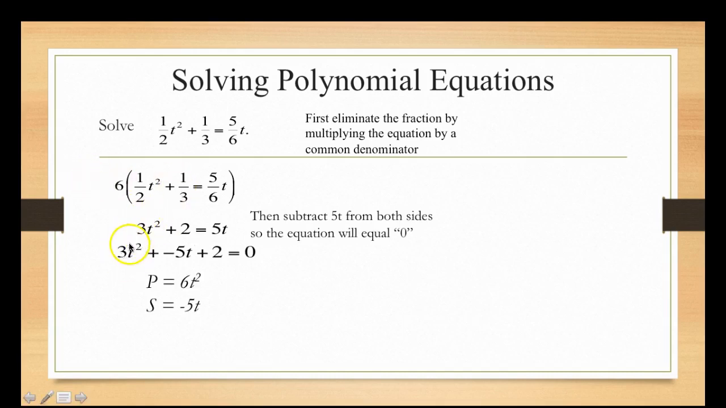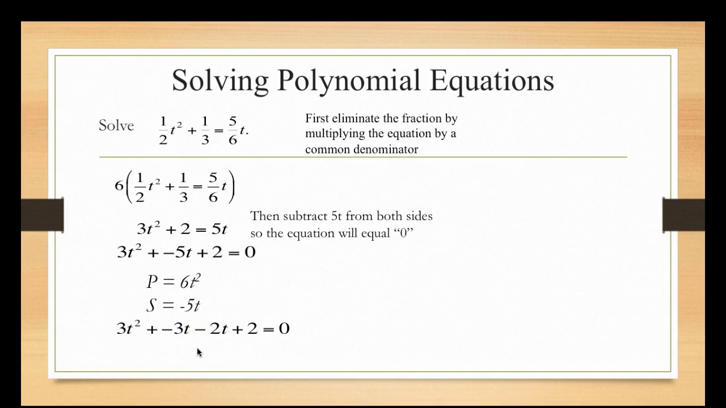Multiply, remember, so the leading coefficient is not 1. That means I need to multiply 3t squared times 2. That's my product, my sum, negative 5t. So what can I multiply together to get 6t squared? Add together to get negative 5t. That would be negative 3t and negative 2t.